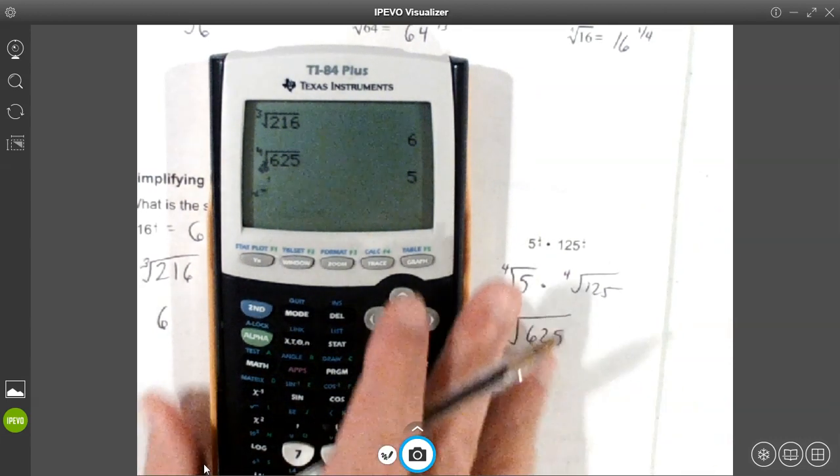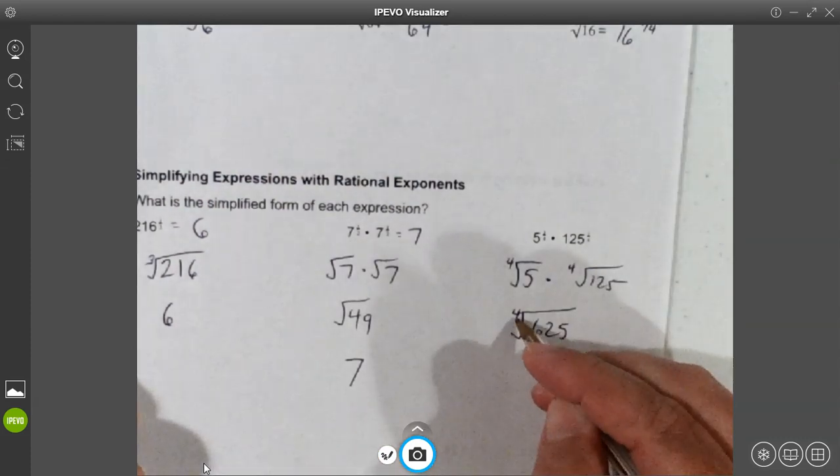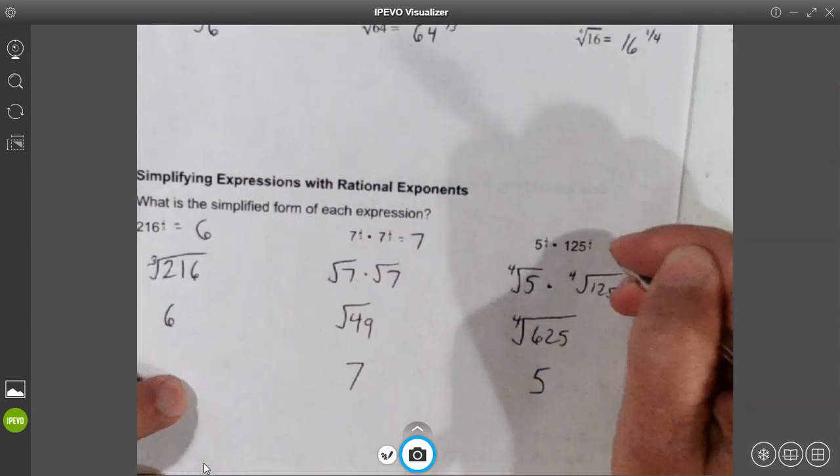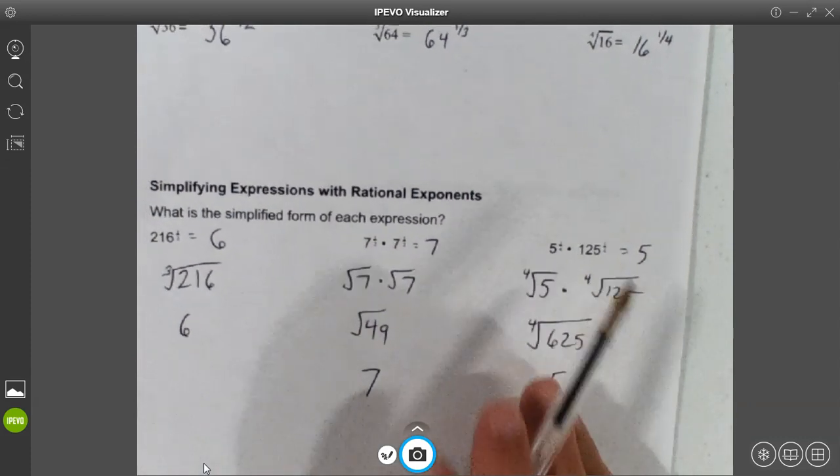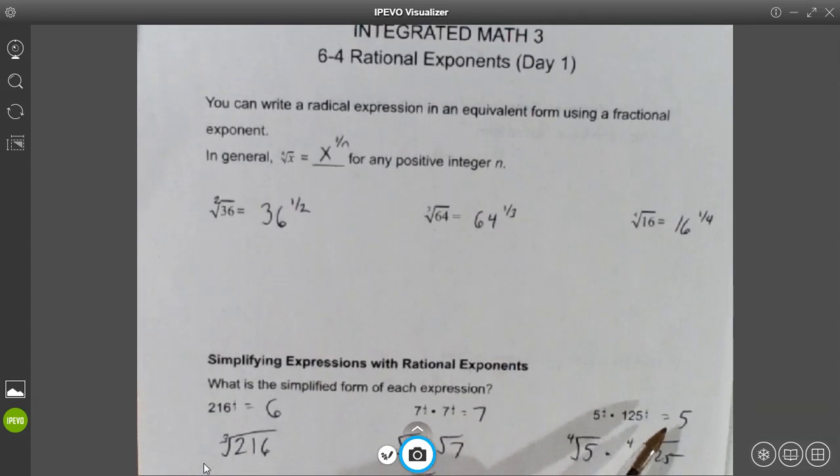And it's 5, all right? Which means 5 to the fourth power is 625. So you can simplify things with fractional exponents by writing them in radical form.